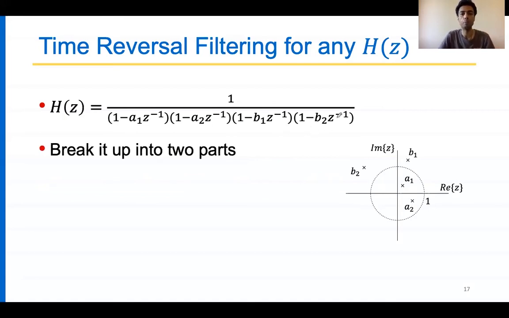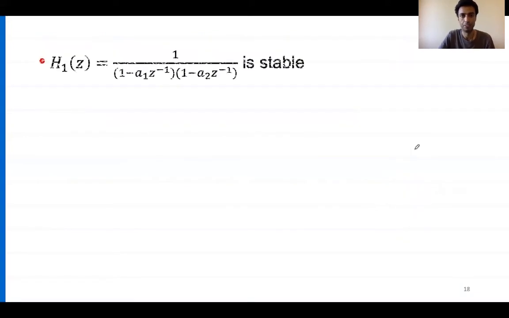Now we break it up into 2 parts. Now this H(Z) is not implementable because of B1 and B2 poles, which are outside the unit circle. So let's break this H(Z) into 2 parts such that one part has all the poles inside the unit circle. The other part has all the poles outside the unit circle, right? Okay, so this is how it comes out.